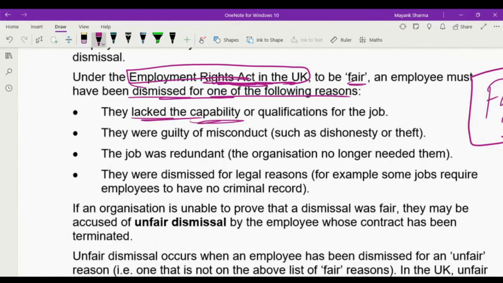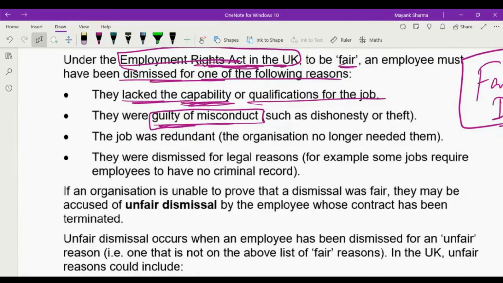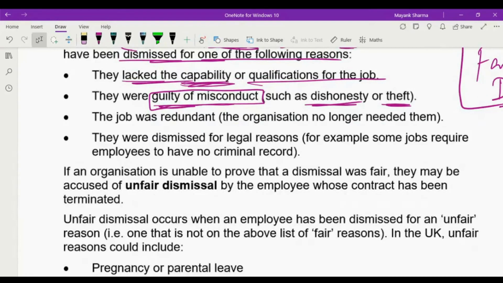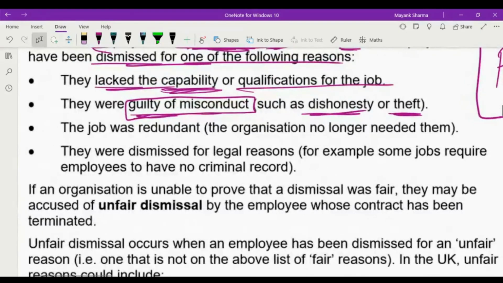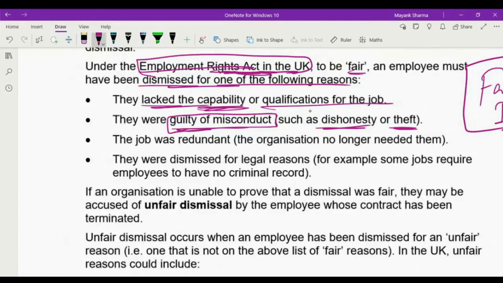So if they lacked the capability or qualification for the job, then the employee can be fairly dismissed. Or they were guilty of misconduct. If there's some misconduct which was undertaken by the employee, then also you can remove that employee, and that will be fair dismissal. Like, for example, they were involved in theft or dishonesty or burglary or moral turpitude, things like that. They were aggressive at the workplace, they were showing anger, all those things which you as an employer had included in the examples of misconduct while drafting the contract of employment. All those things will be the ground for rightful and fair dismissal.